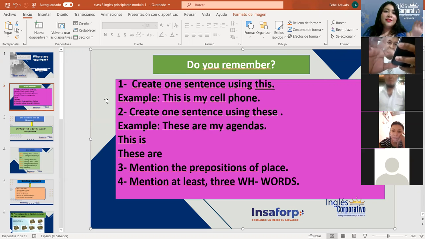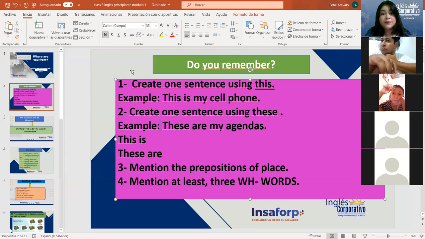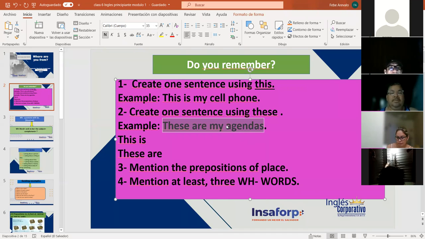All right, everyone. Yo considero y creo que hoy sí manejamos el uso del this, right? Tanto como en pregunta, como en sentence normal. Vamos with number two. Create one sentence using this, right? Decíamos que this is for two or more objects. For example, aquí les pongo este ejemplo. These are my agendas. No traje la otra agenda. But let's suppose there are two, right? These are my agendas. Right? Now it's your turn. Tienen que crear su propio example.